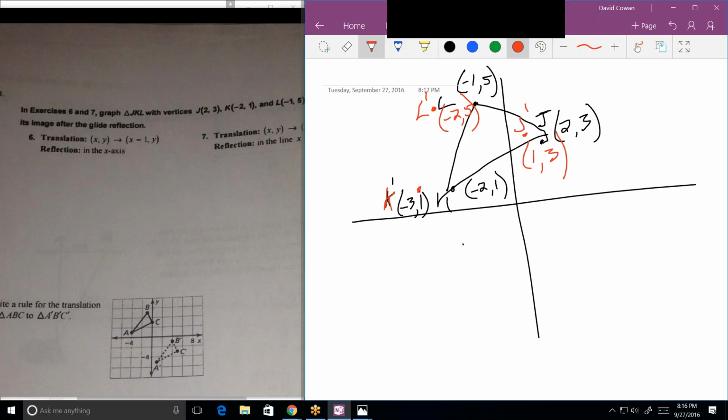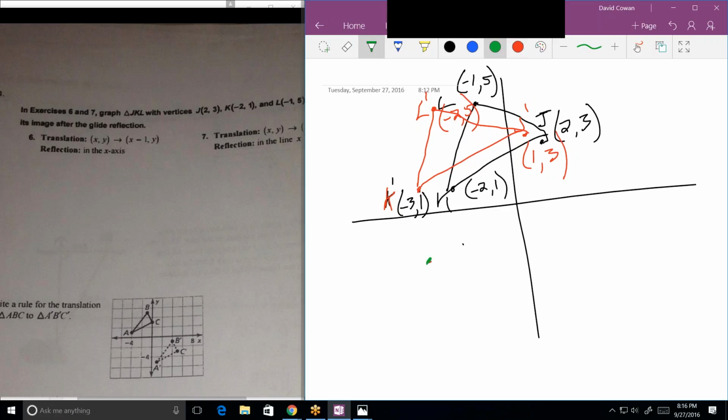And if we connect those, you'll notice the triangles look very similar. They haven't changed shape. It's called a glide because all we really did was take the triangle and glide it left by 1 unit, right? Yes, I didn't change anything else. Now let's reflect it over the x-axis. Let's do this in green.